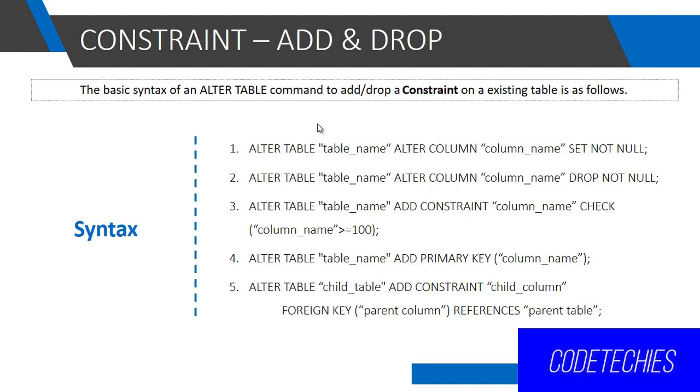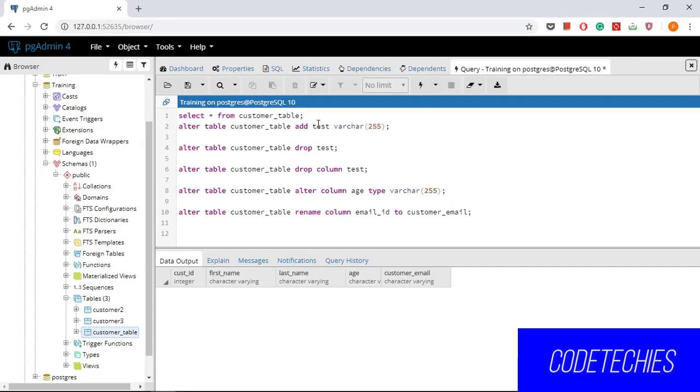To add that constraint, this is the syntax: alter table, table name, alter column, column name set to not null. So this particular column cannot be null. Whenever you will be inserting data into any particular column, this column must have some value. If it is not having any value, it will give an error. So let us go and run this query.